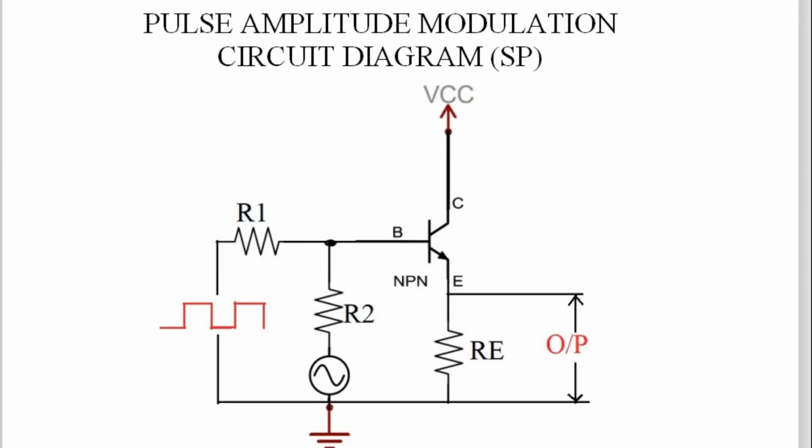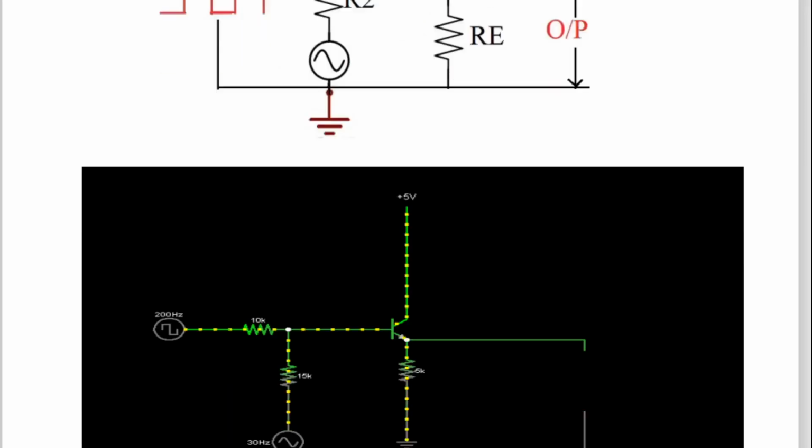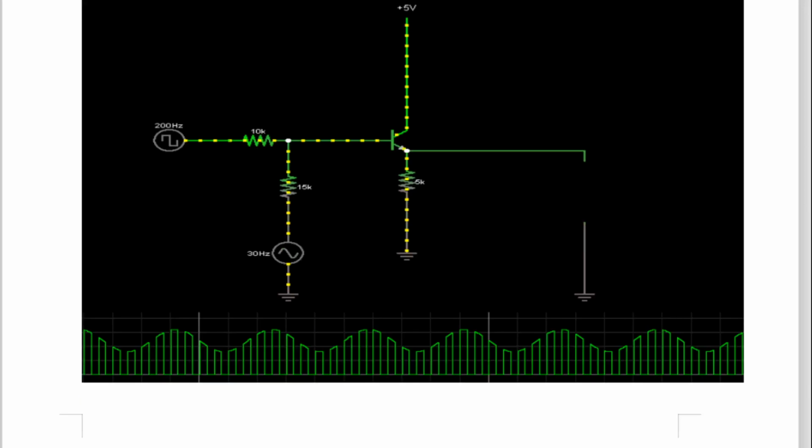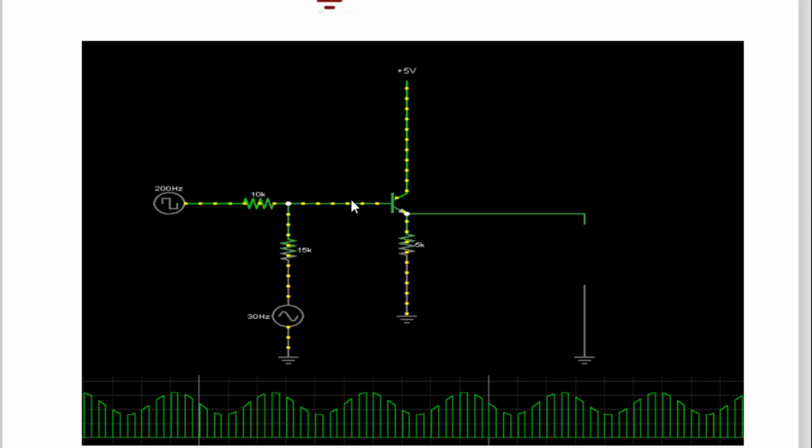And whether this circuit works or not, we have simulated with a software simulator. So there is an electronic circuit, and whether that circuit works or not, we can also simulate using the simulator.